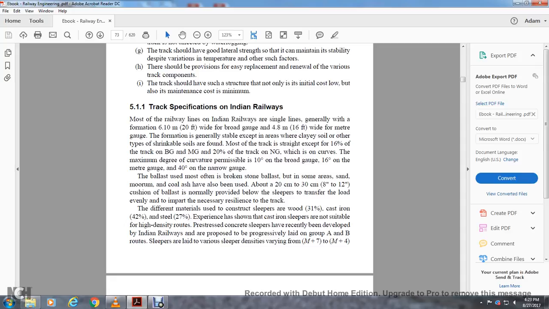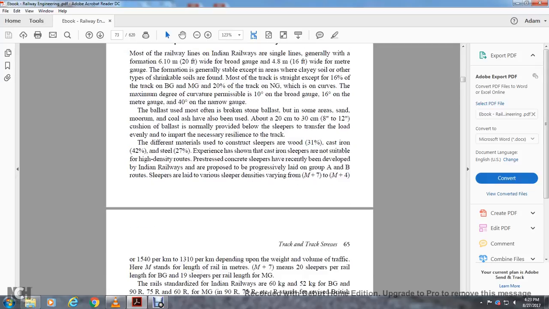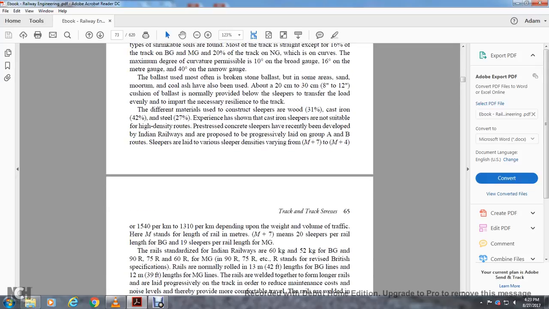The different materials used to construct sleepers are wood 31%, cast iron 42%, and steel 27%. Experience has shown that cast iron sleepers are not suitable for high density routes. Prestressed concrete sleepers, recently developed by the Indian Railways, are proposed to be progressively laid on Group A and B routes. Sleepers are laid at various sleeper densities, varying from M plus 7 to M plus 4, that is 1540 per kilometer, 1300 to 1310 per kilometer, depending on the weight and volume of the traffic. Here M stands for the rail length in meters.